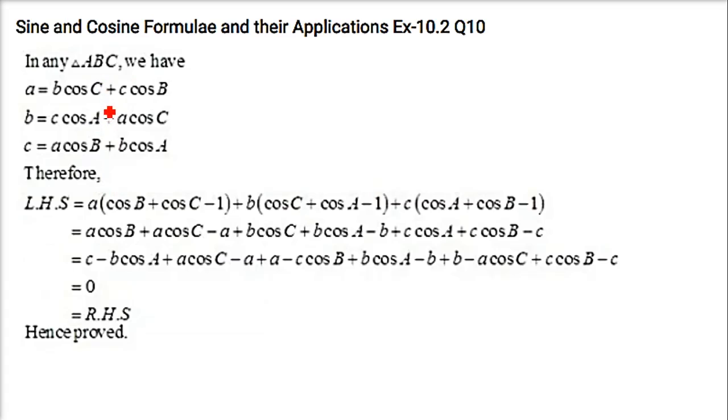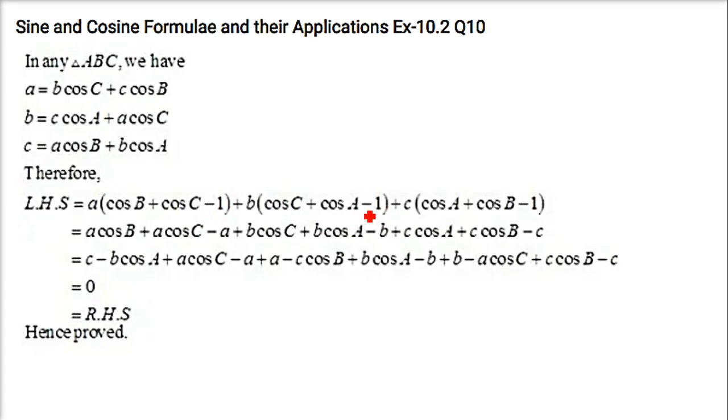Next, in any triangle we know by the projection rule that a equals b cos c plus c cos b, b is c cos a plus a cos c, and c is a cos b plus b cos a. Now we have a left hand side which gives a (cos b plus cos c minus 1), like this also. Now you have to prove it to be 0.